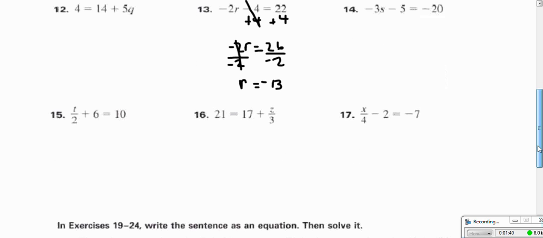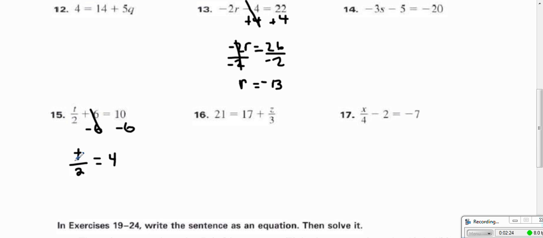I could do another one, number 15. T over 2 plus 6 equals 10. Again, this is the variable that you are solving for, the t. You subtract 6 on both sides. You have to start to get that t over 2 alone before you touch it. So that means those positive 6 has to go over to the other side of that equal sign, and you do that by inverse operations. The t over 2 will be left on that side because positive 6 minus 6 is equal to 0. And 10 minus 6 is 4.